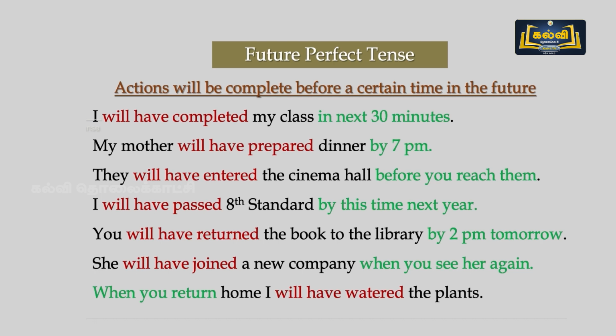And she will have joined a new company when you see her again. The last one is, when you return home, I will have watered the plant. So if you look at the pattern, all the verbs are in will have or shall have form. And then look at the future time expressions: in the next 30 minutes, by 7 p.m., before you reach them, by the time next year, by 2 p.m. tomorrow. All these expressions indicate the future time.